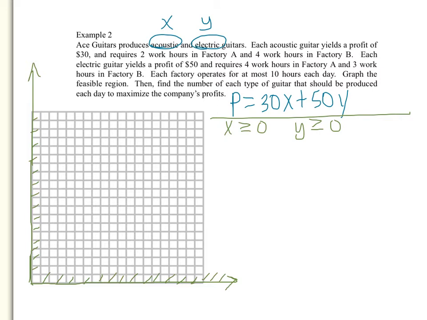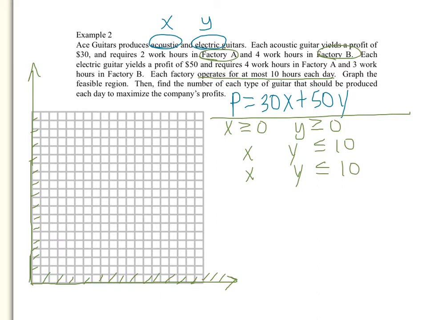The other information in here is about factory A and factory B, how long these factories can operate each day, at most 10 hours per day. Now both guitars go through factory A and factory B. So when we're setting up the equations, knowing that our constraints are based on the number of acoustic and electric guitars that they make, we'll think about factory A having to operate at most 10 hours a day and factory B at most 10 hours a day. In factory A and B, they're making both types of guitars, so X and Y variables are going to go in both equations.